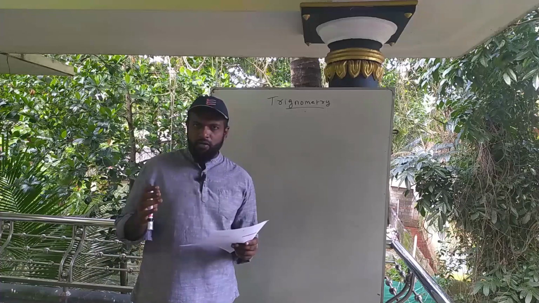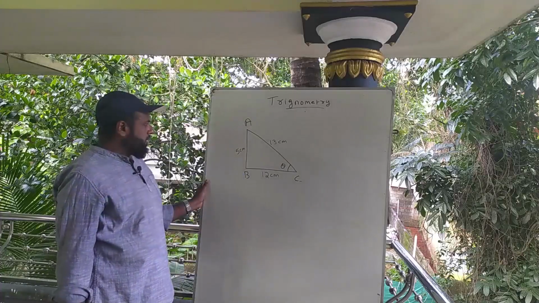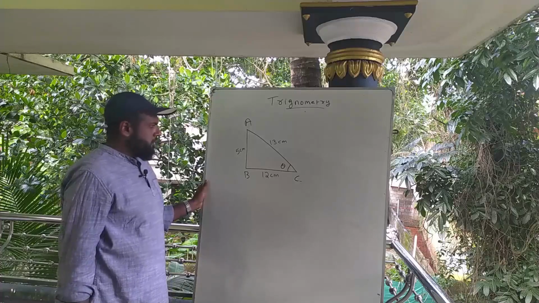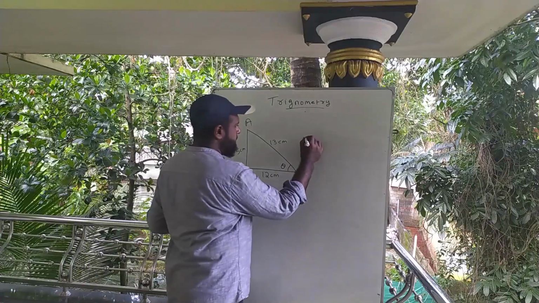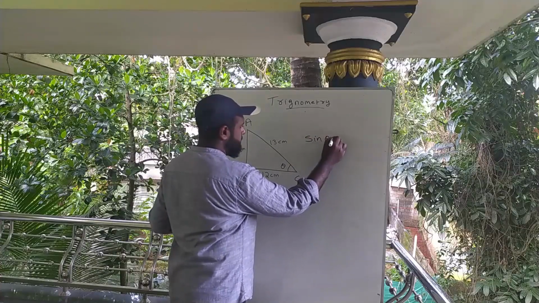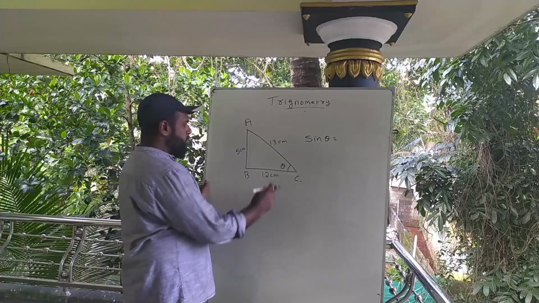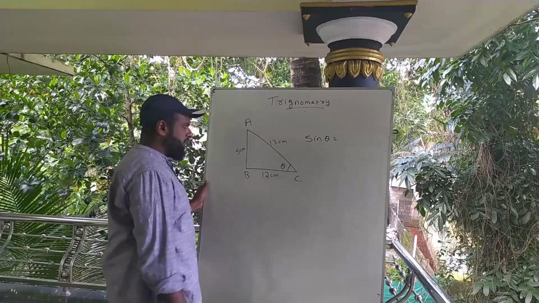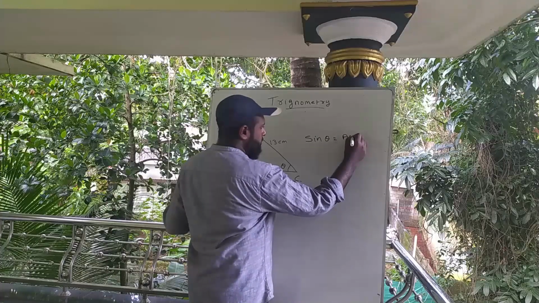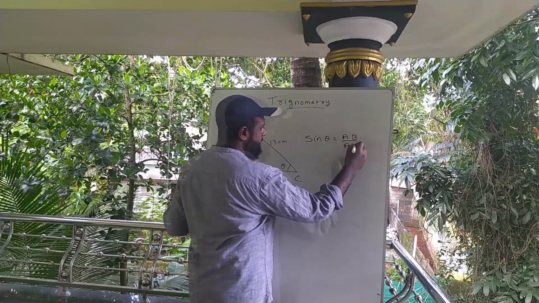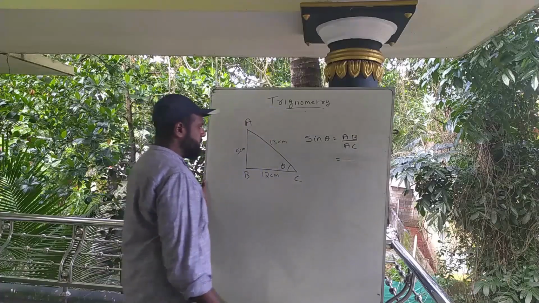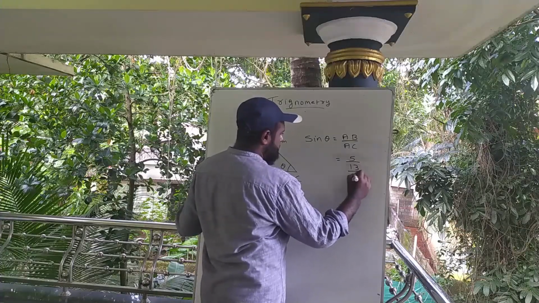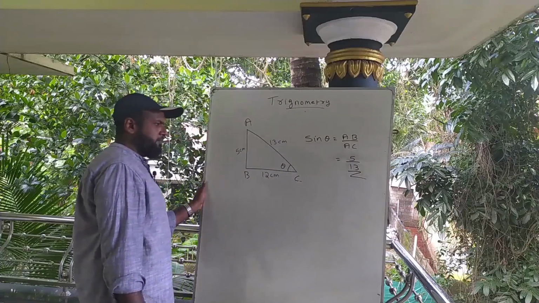We can solve some simple questions from trigonometry. Find all trigonometric values of theta. That is our question. Let us solve. What is sin theta? Sin theta equal to opposite side of theta by hypotenuse. What is the opposite side of theta? That is AB. What is the hypotenuse here? That is AC. What is AB here? 5. What is AC here? 13. So sin theta equal to 5 by 13.